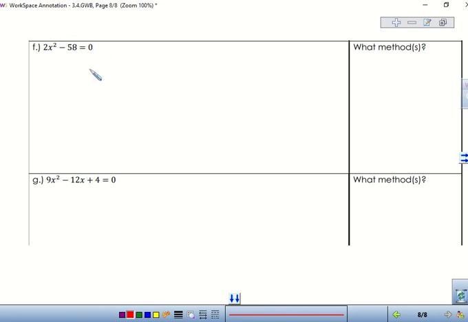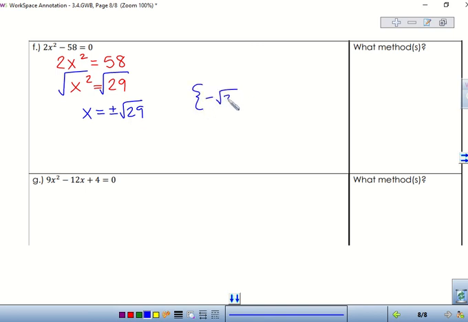So as for the next one, notice that we're missing the x term, right? Does everybody see that? So that means it's a binomial, which is either square root method or factoring difference of perfect squares. So in this case, the easiest way to deal with it is to get the constant to the other side and then get x squared by itself by dividing. So I end up with x squared equal to 29. Now I'm going to take the square root of both sides. That's going to give me x equals plus or minus the square root of 29. Now unfortunately, 29 is a prime number, which means that it doesn't reduce, right? So I'm just going to leave my two answers as negative root 29 and positive root 29.